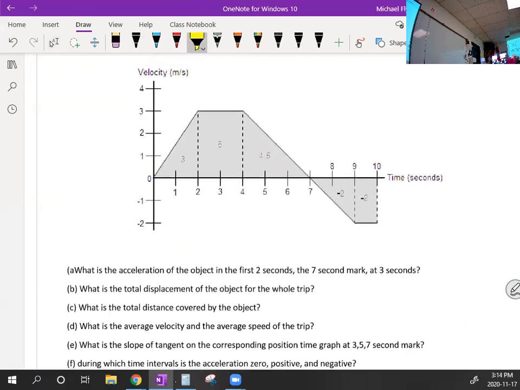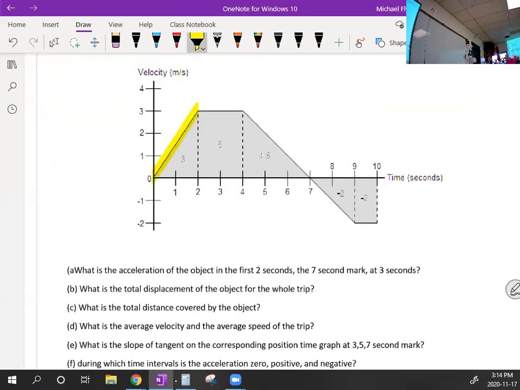Well, during the first 2 seconds it is the slope of that line, okay? Now I'm going to let you measure the slope of that line. I mean, the rise is 3 and the run is 2, so it's going to be 1.5, okay? I forgot to write the answer there, but anyway. So that's the first 2 seconds.